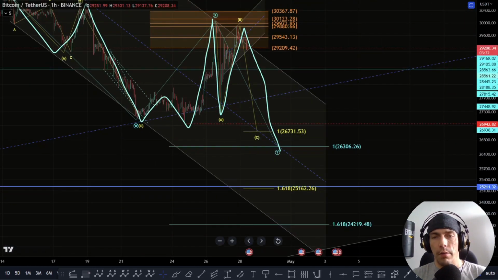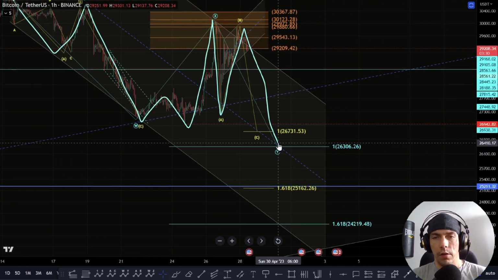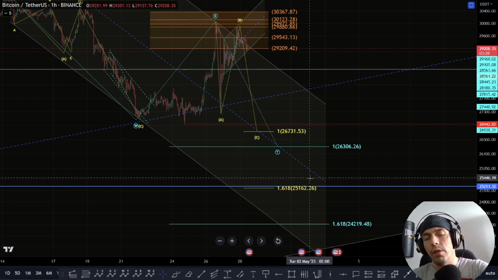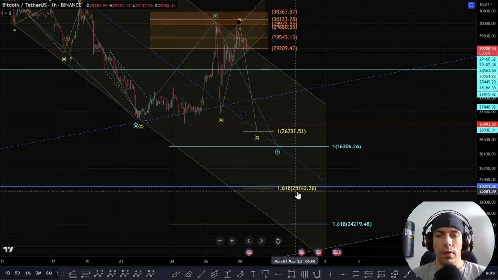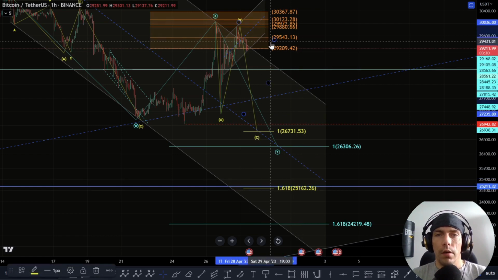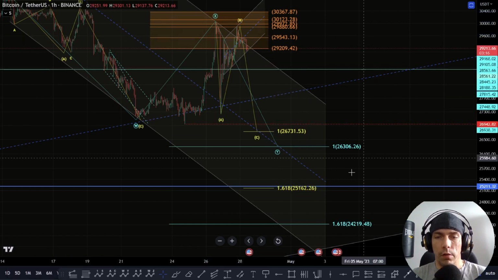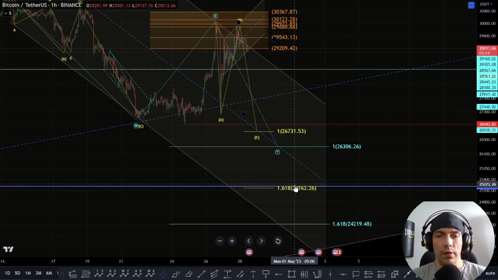The issue that we have here is, if we start to break down into these levels, we just need to be careful that we don't start to cross some of those more impulsive zones. This 25,162 area is going to be a key zone if we do move down into that area. You know, we don't want to move past this.